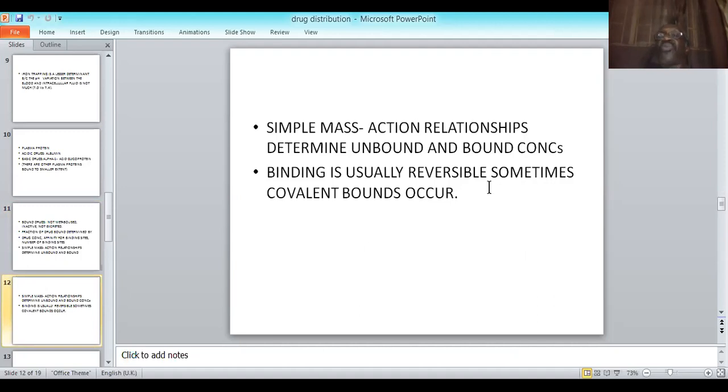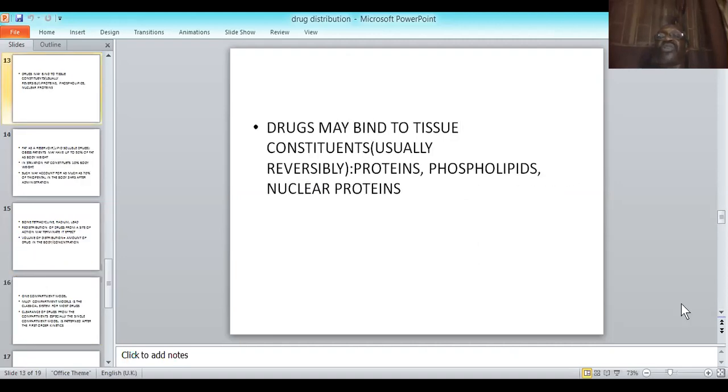Binding of drugs to plasma proteins is usually reversible, but sometimes covalent bonds occur. And you know, covalent bonds can be difficult to break. We should note that drugs may also bind to tissue constituents, and usually that is reversible. Drugs can bind to proteins in tissues, can bind to the nuclei of cells. Drugs can bind to phospholipids, including phospholipids in cell membranes, and so on and so forth. But usually, this kind of binding is reversible.